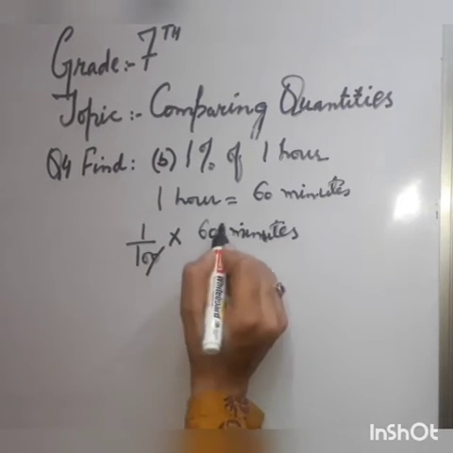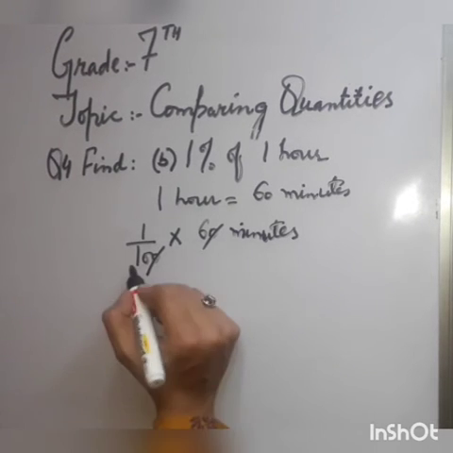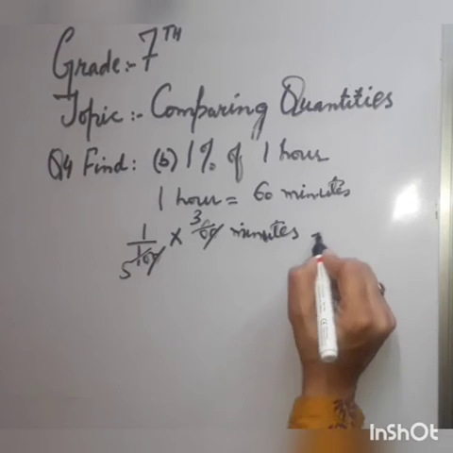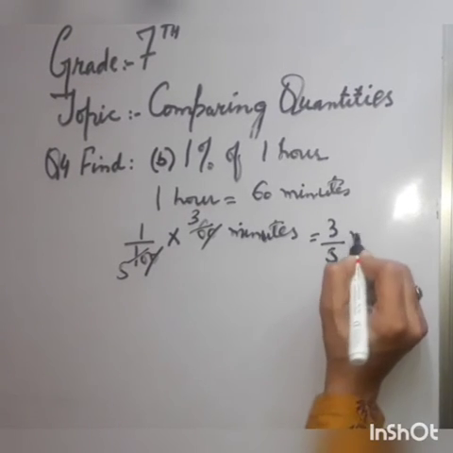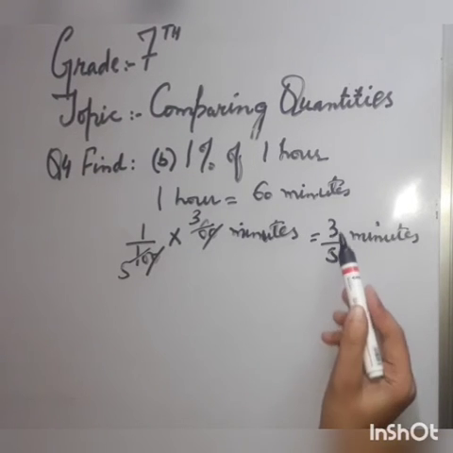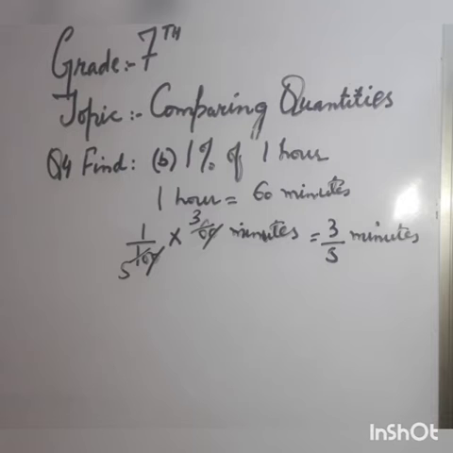So this 0 and 0 will cancel out. We are left with 6 by 10. Now 2 3s are 6 and 2 5s are 10, so we are left with 3 by 5 minutes. Clear? You can divide this 3 by 5, or keep the answer as it is, 3 by 5 minutes. Clear?